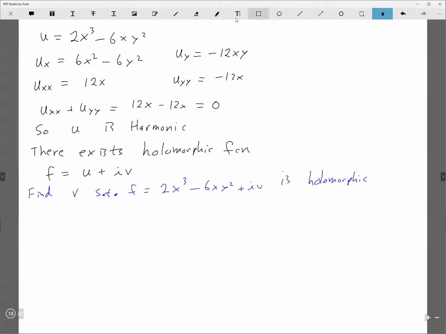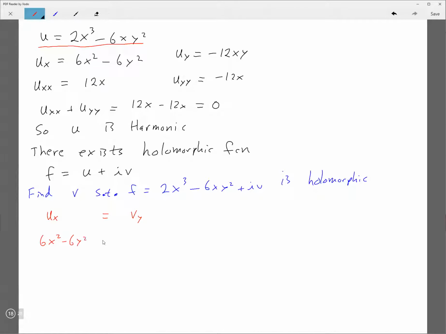So we have to do the partial derivatives. Yes. So first of all, we're going to say u_x has to be equal to v_y, right? So what is u_x? So here's u. What's the partial of u with respect to x? We already calculated it here: 6x squared minus 6y squared. And that has to be the partial of v with respect to y, right? So the partial of v with respect to y has to be 6x squared minus 6y squared.